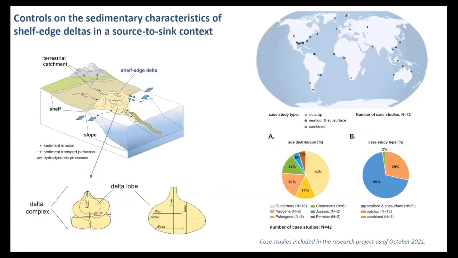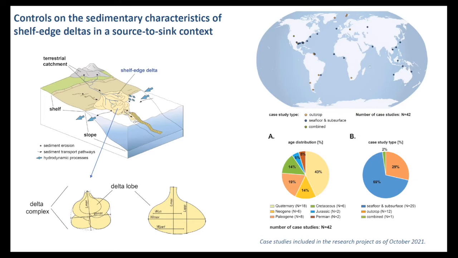So for my first project on shelf edge deltas, I have quantitatively investigated the geometry, architecture, and facies properties of shelf edge deltas in over 40 deltas of Permian to late Quaternary age in context of their paleoenvironmental setting, including aspects of the hydrodynamic process regime, margin type, bathymetric setting, and paleolatitude.